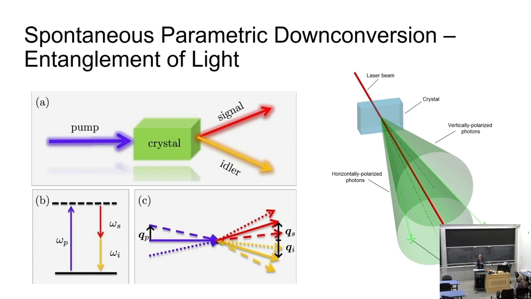And this is a really important part of understanding the experiment. So you put in your pump light, and you get out two photons that have been downconverted. We call one the signal photon and one the idler photon. And like I said, this happens typically in a nonlinear optical crystal.